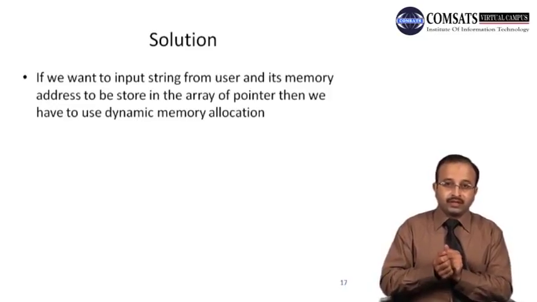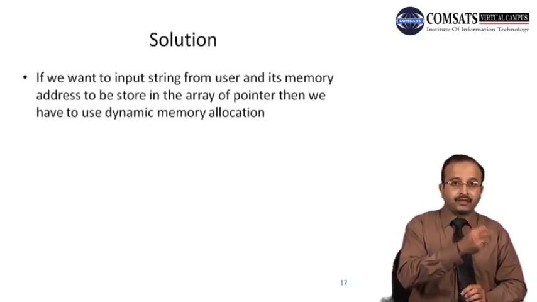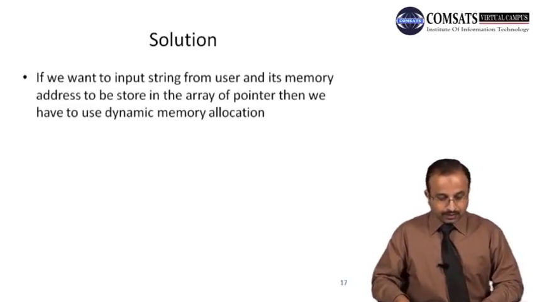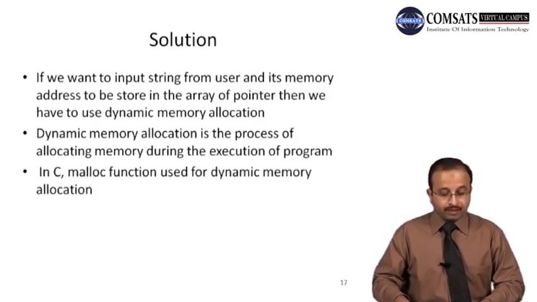When the operating system gives that much memory, it will store that address in an array of pointers, and that is achievable through dynamic memory allocation. Dynamic memory allocation is the process of allocating memory during the execution of the program, and that is also called runtime memory allocation. In C, the malloc function, malloc is short for memory allocation, is used for dynamic memory allocation, and this is the prototype of the function.